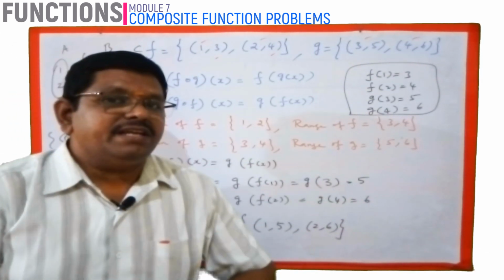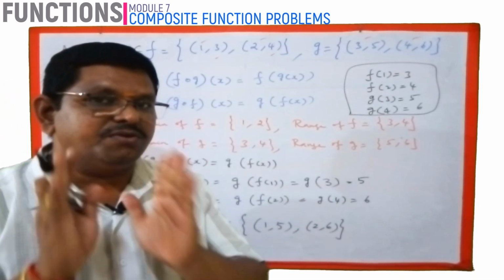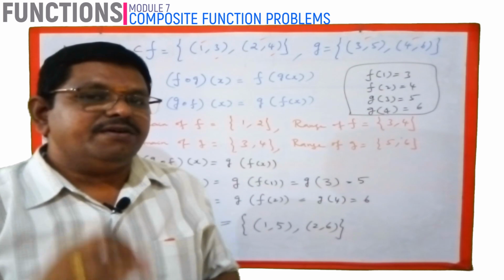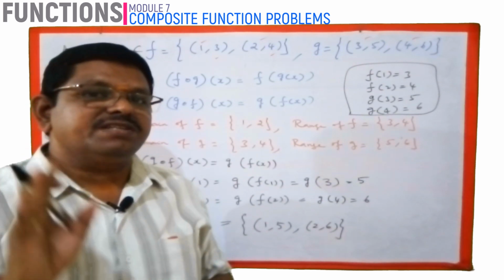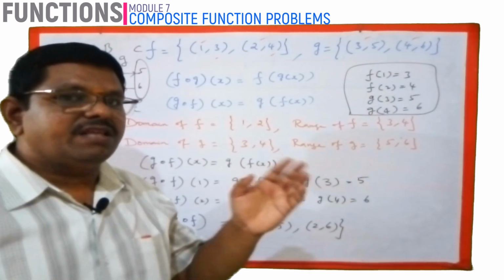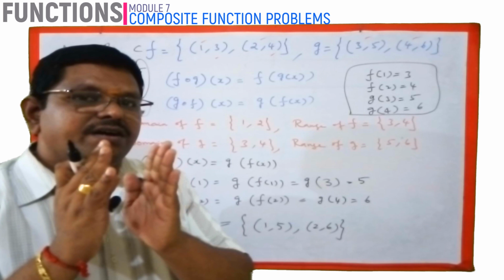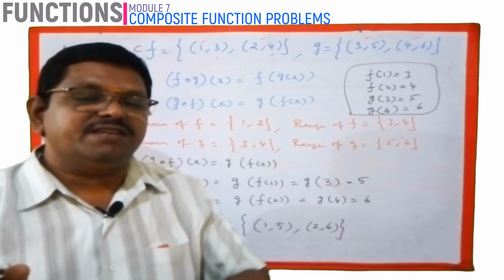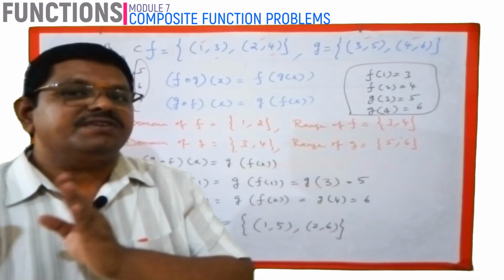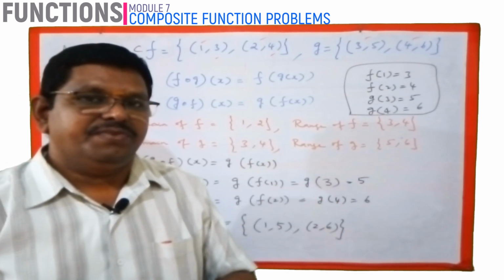If you want to find f composite g, the main thing is what is the first function and what is the second function; you have to note it. In f composite g, the first function is f, the second function is g, so the domain of the first function, that means the domain of f, is equal to the range of the second function. Range of the second function g. If these two are equal, then f composite g exists.